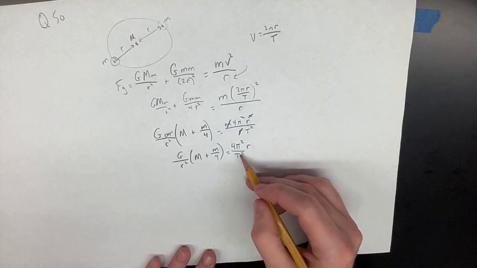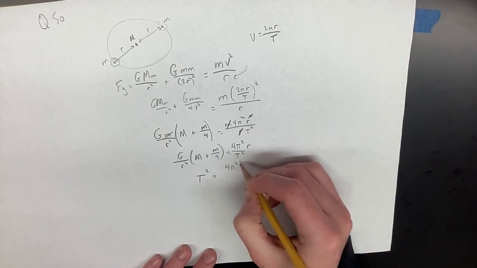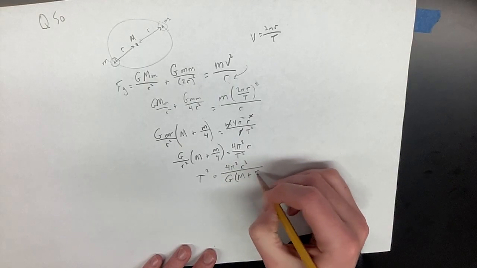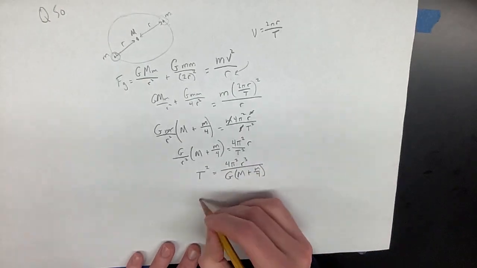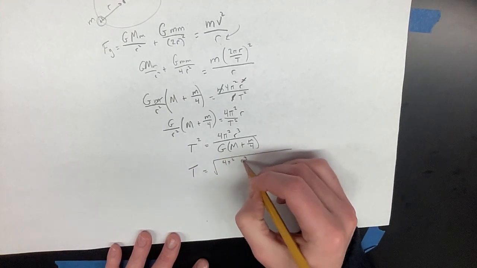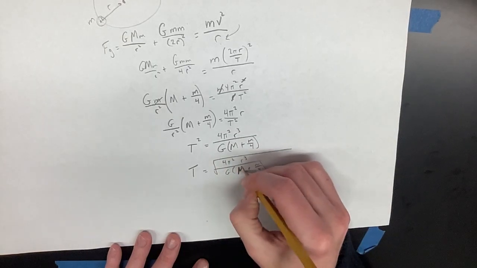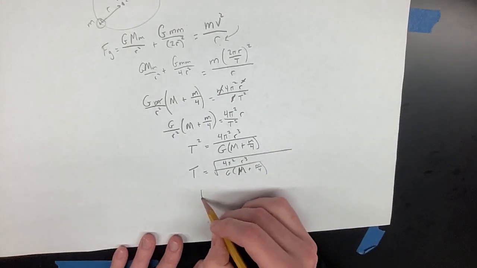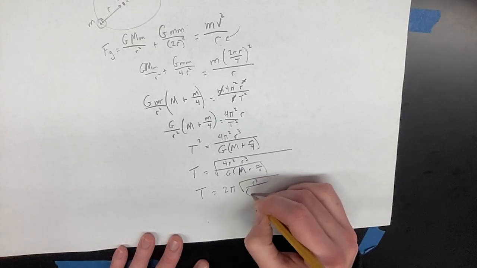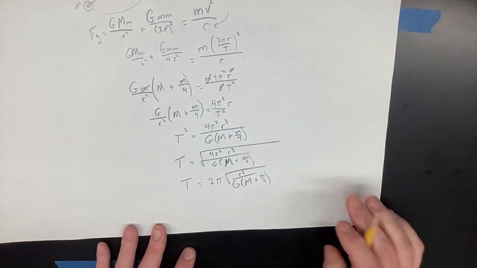We want to get the time, period, all by itself, so I'm going to move that to this side. T squared equals 4 pi squared r cubed over G times (M plus little m over 4). Last step, T is the square root of 4 pi squared r cubed over G times (M plus m over 4). This is a big M, that's a little m. So T equals 2 pi root r cubed over G times (big M plus little m over 4). All right, that's what I got for question 50.